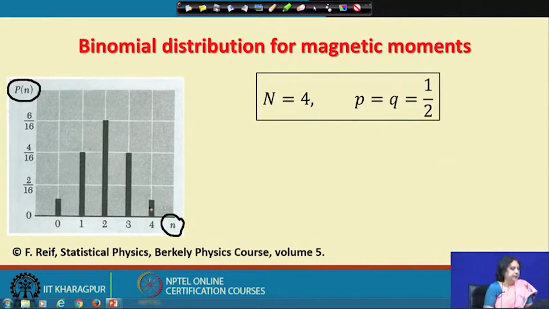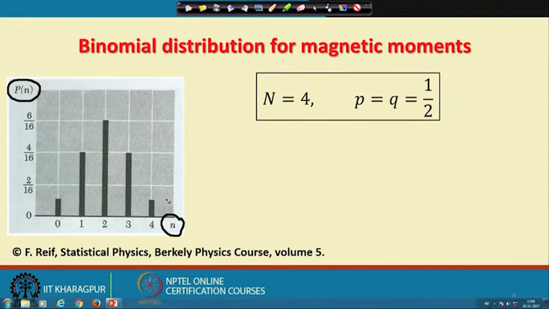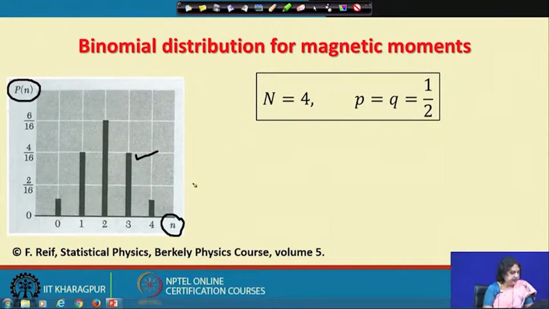So, here what we are plotting is, if I make a very large number of measurements on a system like this, what is the probability that I will see small n equal to 3? I find that that is given by 4 by 16. Similarly, if I ask the question, what is the probability that small n is equal to 2? I will find that the probability is 6 by 16.